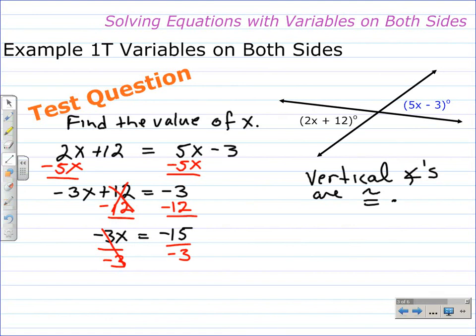The negative 3's divide out, leaving x on the left of the equal sign, and on the right of the equal sign, negative 15 divided by negative 3 is a positive 5. So the value for x here is positive 5. Remember, we were able to write this equation because vertical angles are congruent, or because vertical angles are equal.